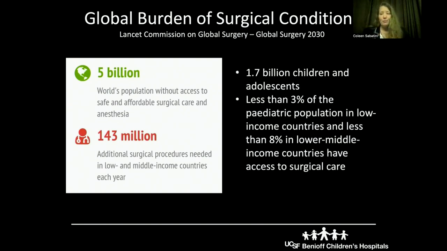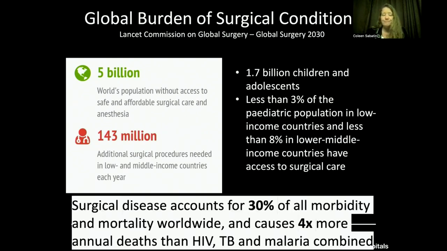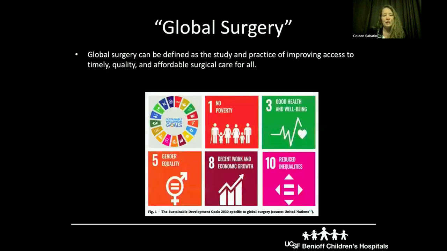Of those 5 billion, 1.7 billion are children and adolescents, and horrifically less than 3% of pediatric patients in low income countries and less than 8% in low middle income countries have access to surgical care. We know that surgical disease accounts for about 30% of all morbidity and mortality worldwide, and that the surgical disease burden accounts for, in some estimates, up to 4 times the annual deaths of HIV, TB, and malaria combined, yet gets very little funding relative to the infectious disease conditions.